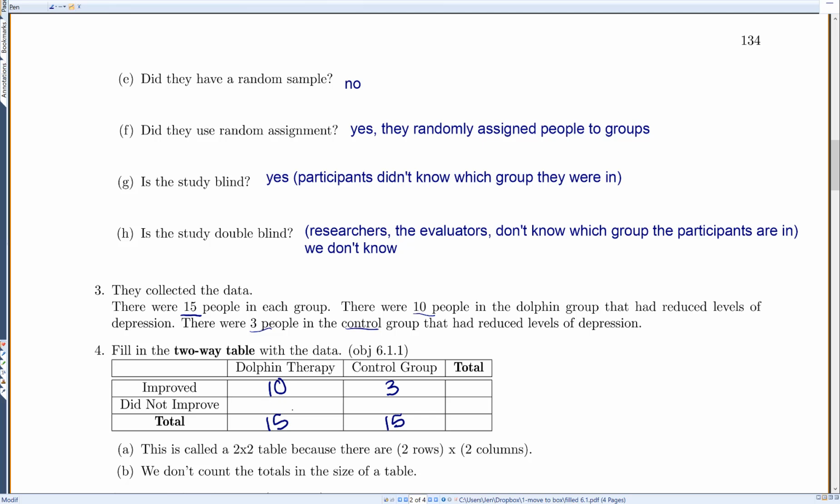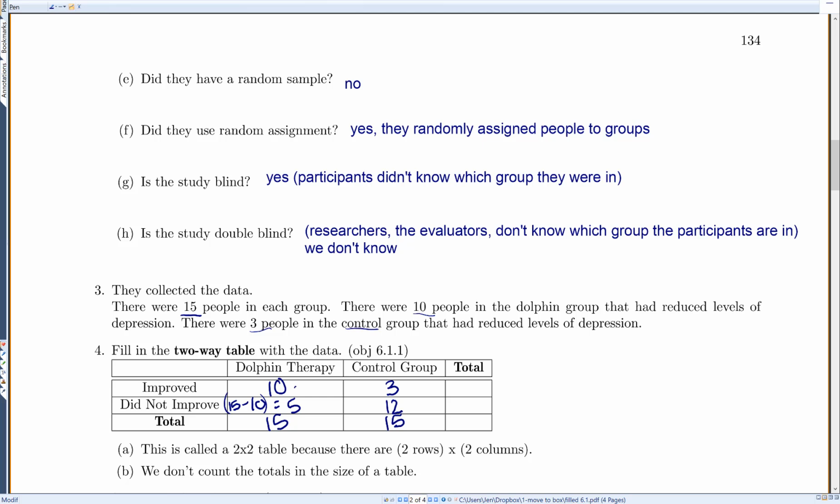So now if I know the dolphin therapy group, there were 15 people total and 10 improved, then how many people did not improve? It would be 15 minus 10 equals 5. So I would put in a 5 there. And same thing, if there's 15 total in the control group and 3 improved, that means there were 12 that did not improve. And then to find the totals, I just add everything up.